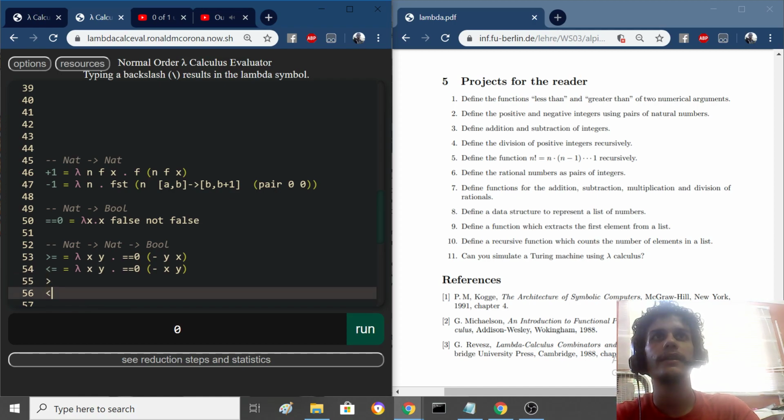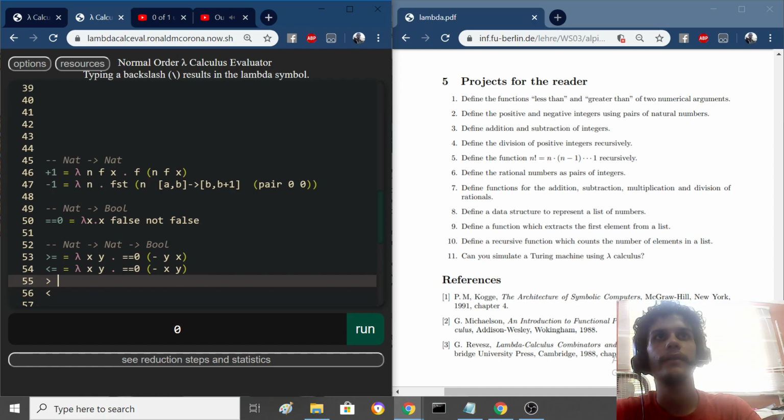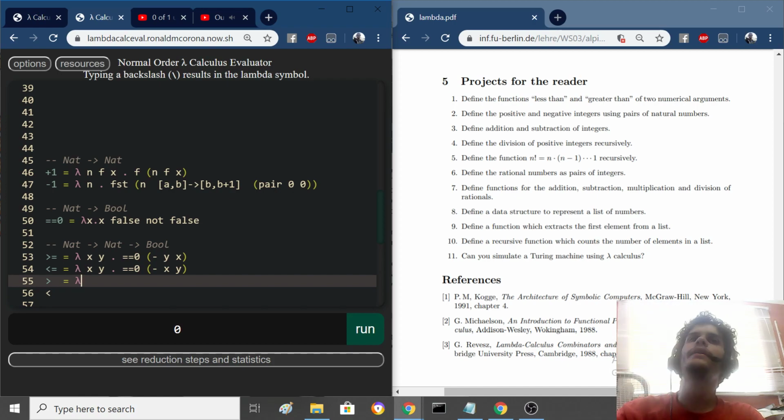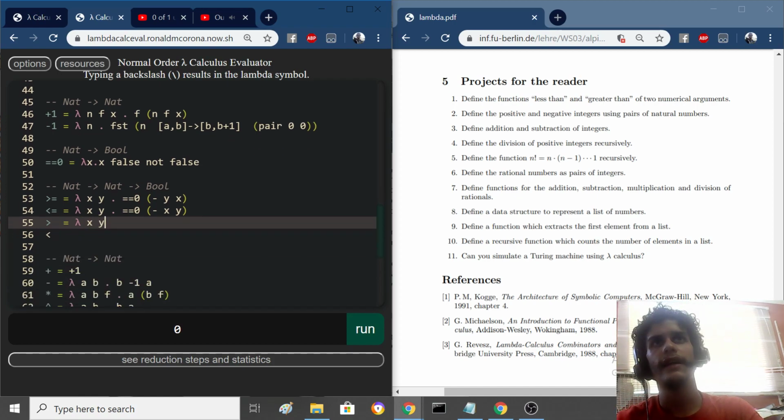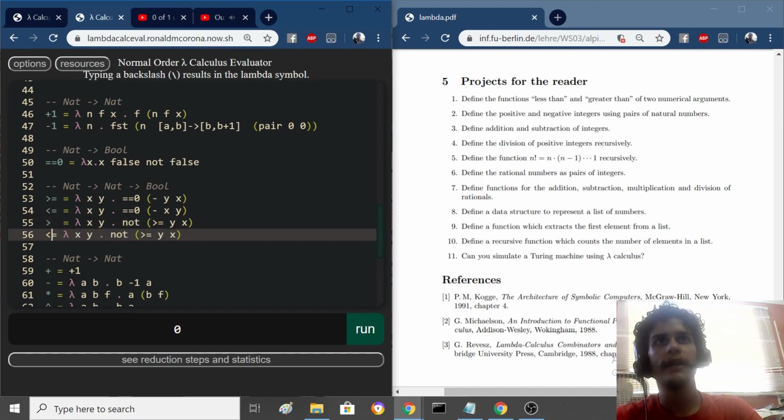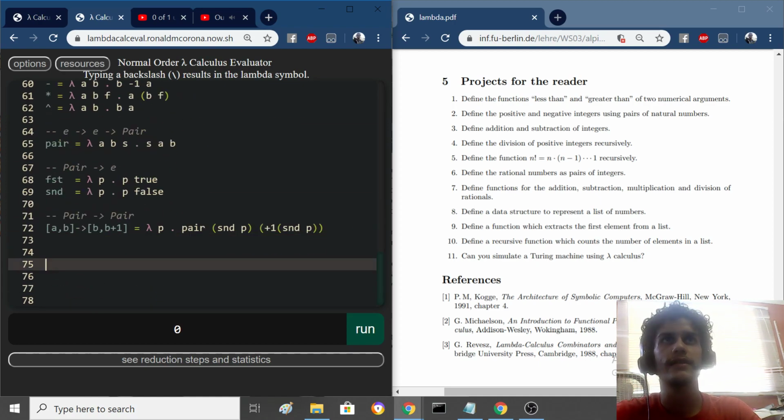Next two would just be less than and greater than, right? Super easy. It just takes an x and a y, and we just say that it's not the case that y is greater than or equal to x. That makes total sense, right? And with this one, it is pretty much flipping either the x and the y or flipping the symbol, which is what I'll do. And now we can test it.